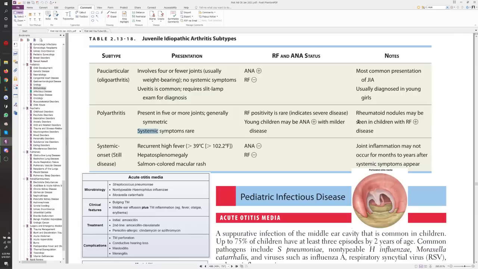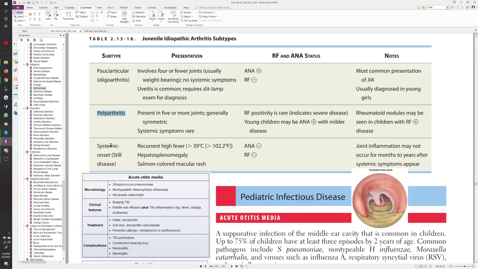Rheumatoid nodules may actually be seen here too, which makes this version really make you think of rheumatoid arthritis. However, you should be very careful in picking rheumatoid arthritis as an answer choice in someone really young. Rheumatoid arthritis we usually diagnose at older ages.